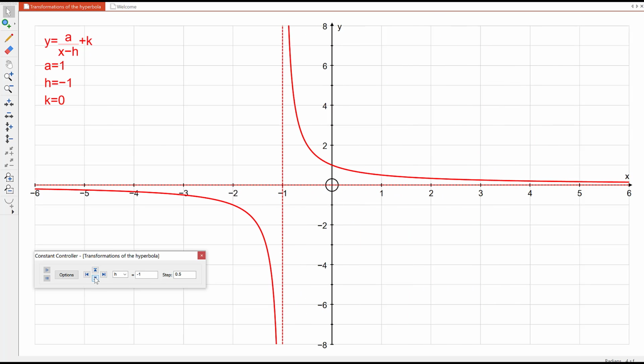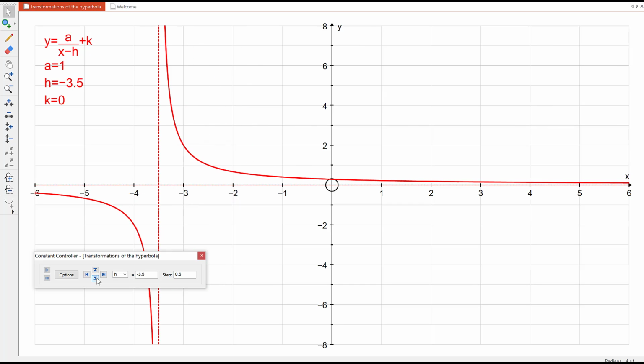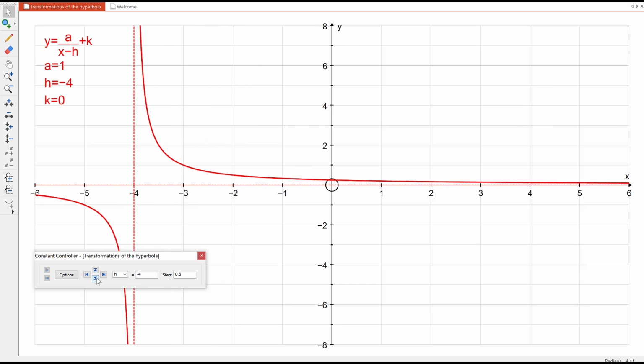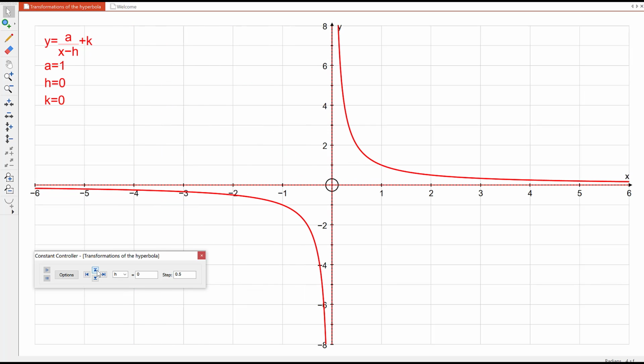If h were to be a negative value, so negative 1, we now have 1 over x minus minus 1, so that's 1 over x plus 1, and the graph has gone to the left. So 1 over x plus 4 is the hyperbola translated to the left by 4, and that vertical asymptote is going to translate along with it.